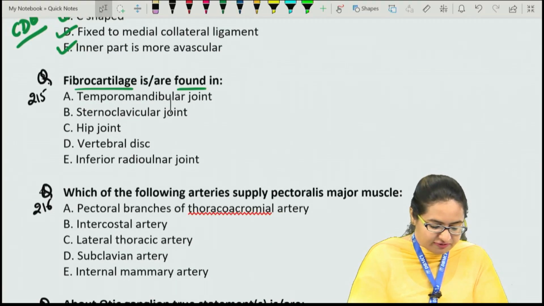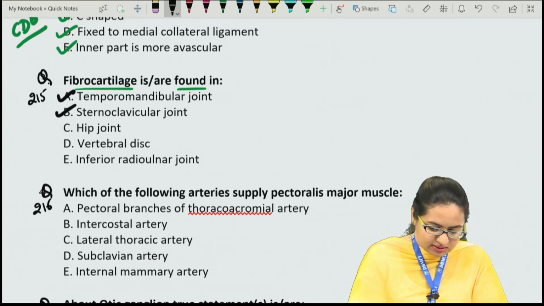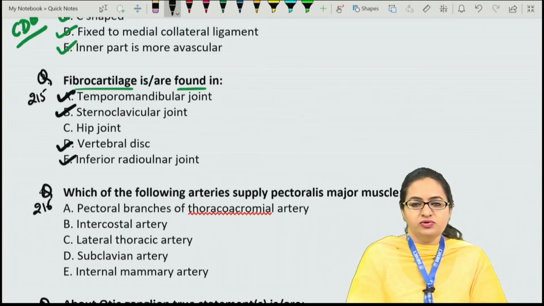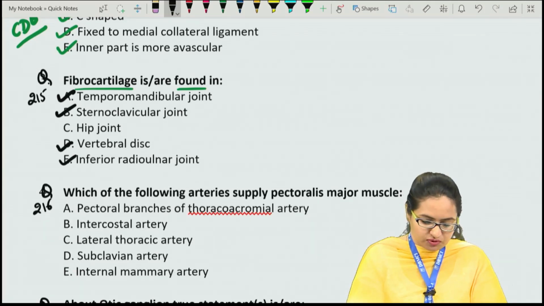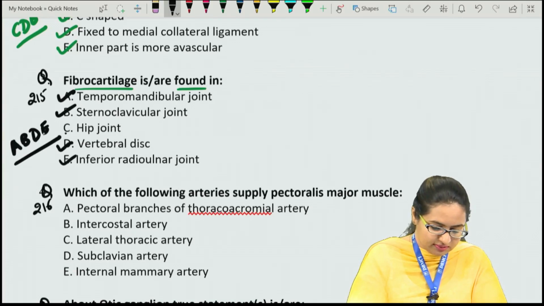The question says that the fibrocartilage is found in, as we have just discussed, the articular disc, which is present in the sternoclavicular and the temporomandibular joint, as well as the intervertebral disc, and towards the inferior radioulnar joint. The inferior radioulnar joint, one side is completed by the articular disc, and that is the fibrocartilage. So the answer for this question is A, B, D and E.